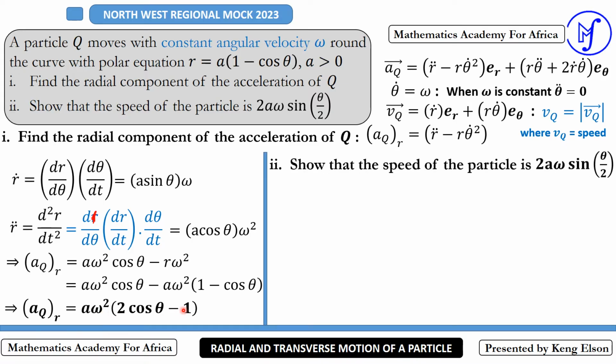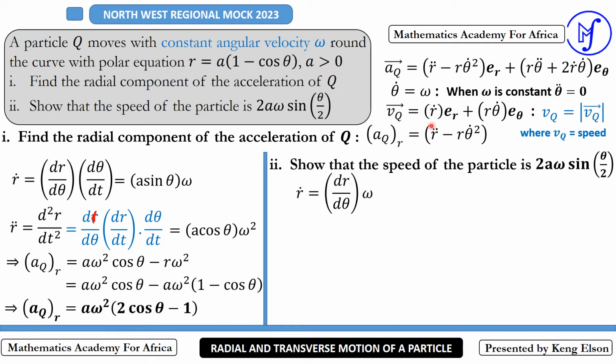Okay, now the next thing to do is that we need to show that the speed of the particle is 2a omega sine theta divided by 2. So I would like you to pay keen attention to this proof. So first of all, we need to find the velocity. Okay, when we get the velocity, we now take the magnitude of the velocity to give us the speed, and then we use our basic knowledge of trigonometry to simplify some things.